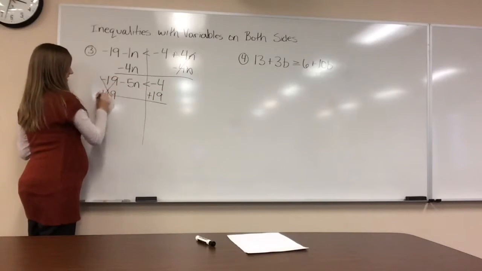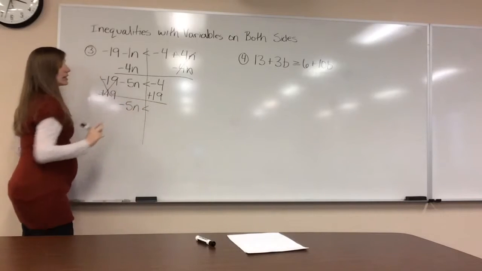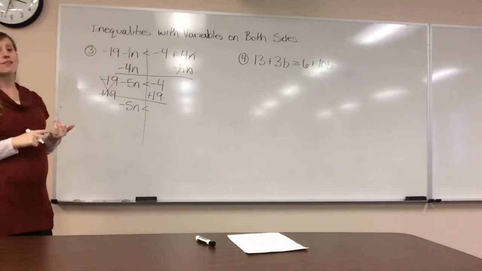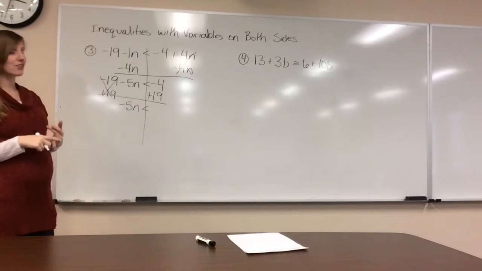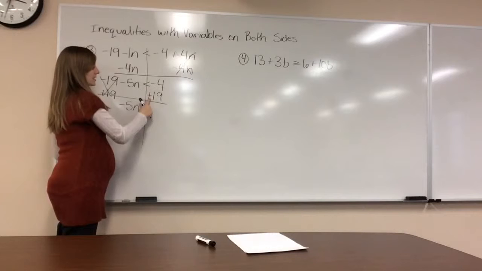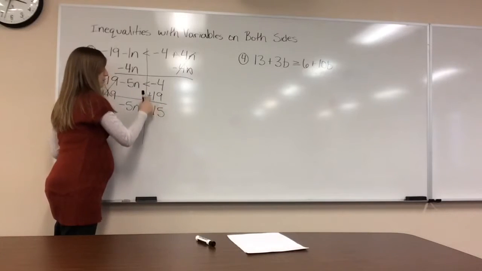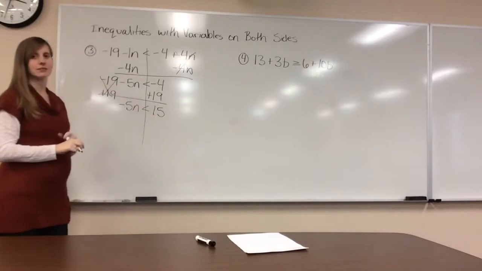So my 19's cancel. I get negative 5n is less than, keep your inequality sign the same. You have not divided or multiplied by a negative number, so it stays less than. Negative 4 plus 19, the signs are different, so I will subtract them. Keep the sign of the bigger number, so it's positive 15.